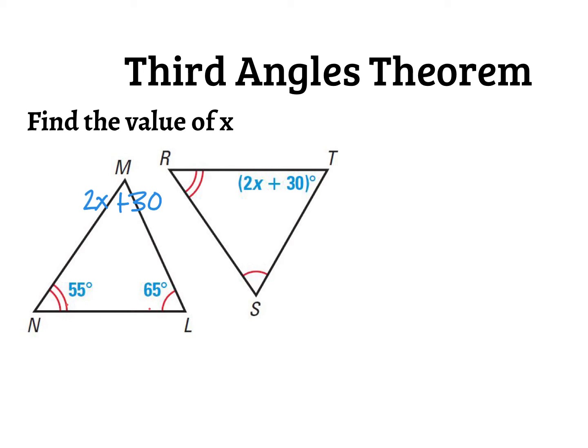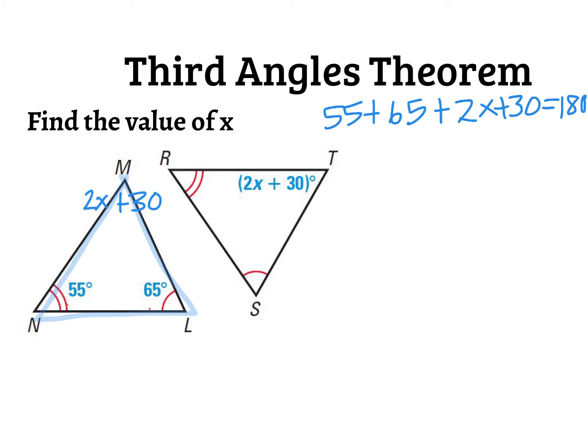Now here, you can solve this problem in two different ways. You can add all the angles up to 180 for this triangle, since we already have this third one. And I can say this is my equation: 55 plus 65 plus 2x plus 30 should all equal 180.